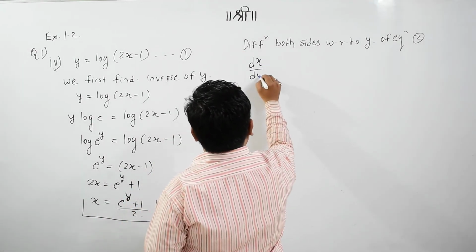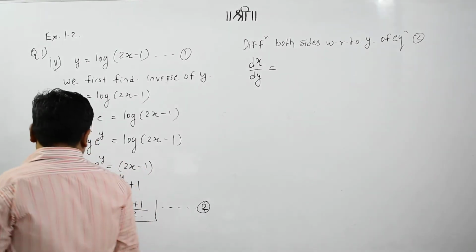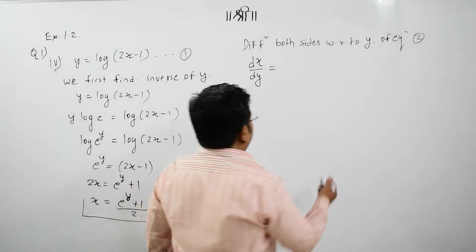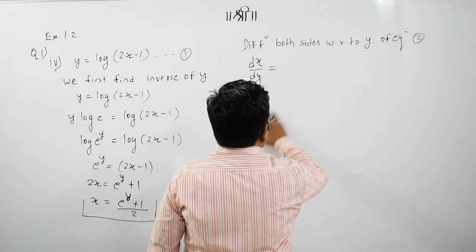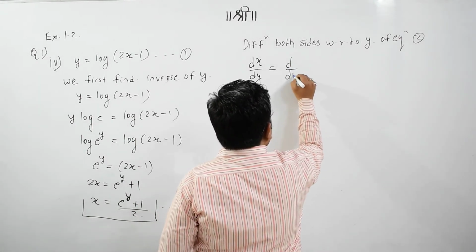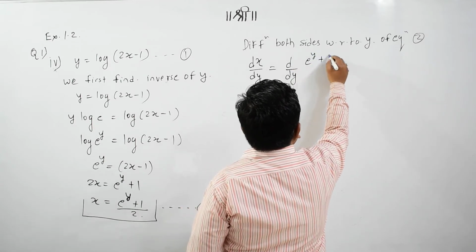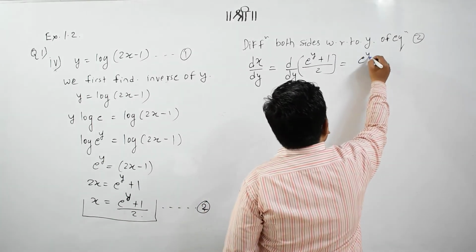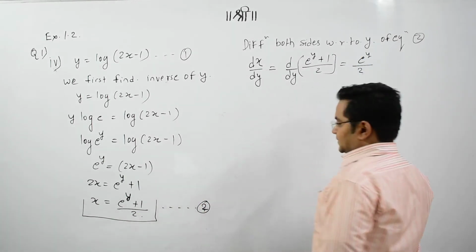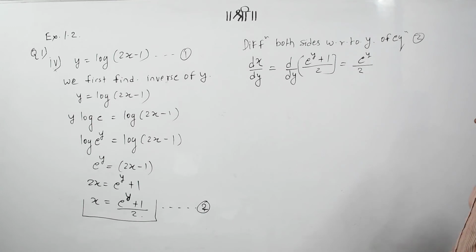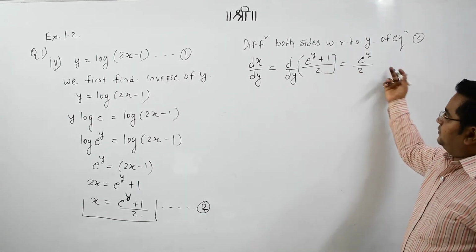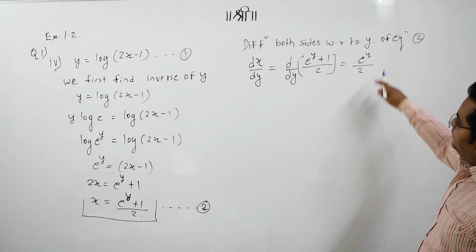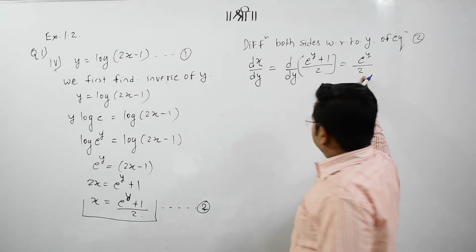Now once we differentiated it, what do we have? dx upon dy is equal to what? This should be differentiated directly; if you can, it's okay, otherwise do it step by step. So d upon dy of e raised to y plus 1 divided by 2: you will get e raised to y upon 2. That's it, nothing else. The derivative of 1 upon 2 will be 0, so e raised to y remains as it is, e raised to y divided by 2. That's the differentiation of this equation.